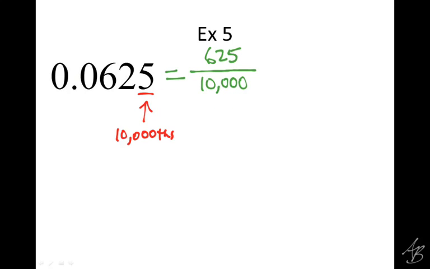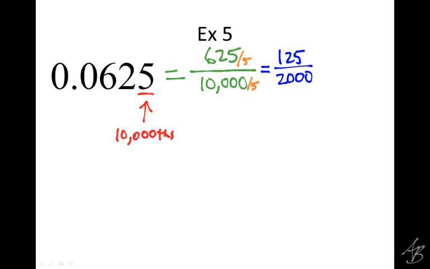Yeah, we can reduce by 5. How can we tell really quickly that we can reduce by 5? Yeah, they end in 5 and 0. So we reduce by 5. 625 divided by 5 is 125. And 10,000 divided by 5 is 2,000.